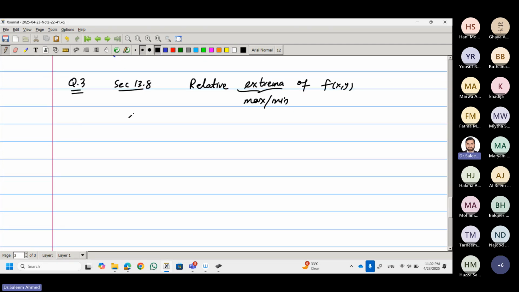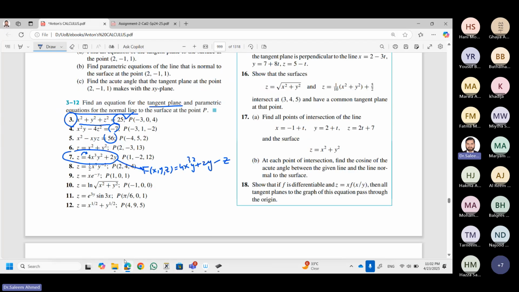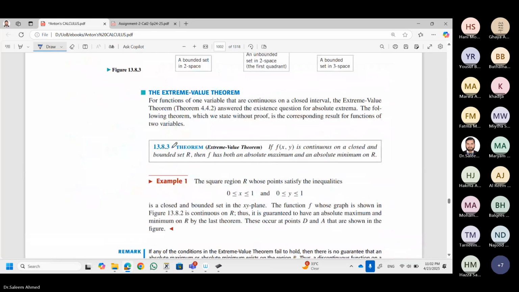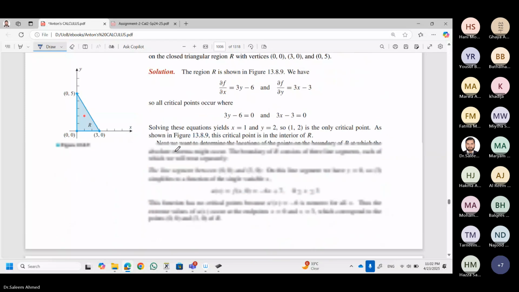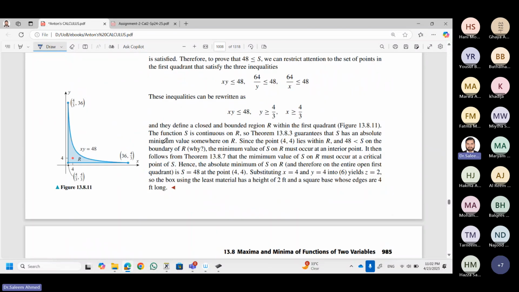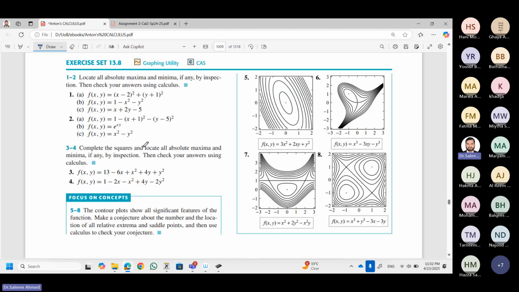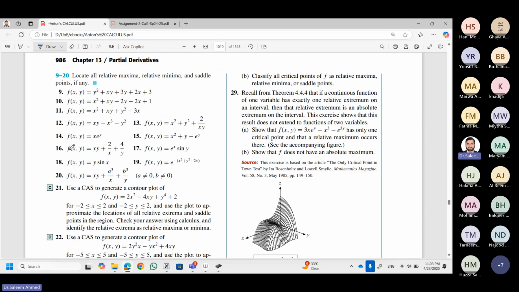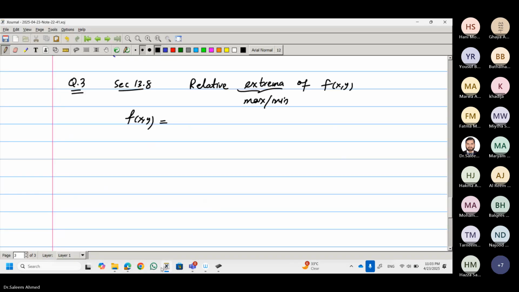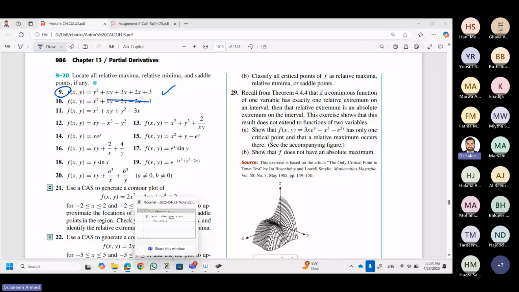So given a function f(x, y), whatever function is given, let's say I can pick something from the exercise. If you open my notes, there are more examples and exercises as well. So here I'm picking maybe just one, but you can try more. Let's say I do this one: y square plus xy plus 3y plus 2x plus 3.